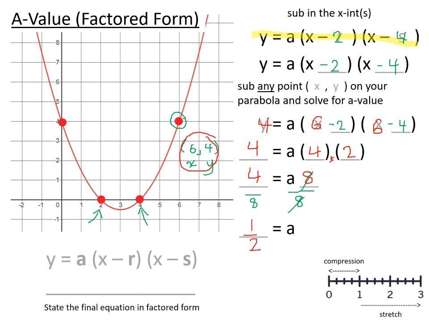Now we can write our final equation of this quadratic relation in factored form. It would be y equals 1 over 2, x minus 2, and x minus 4. And that just means that it is opening upwards since the a value is positive. It is a compression, so it's a vertical compression by a factor of a half. The x-intercepts are +2 and +4.